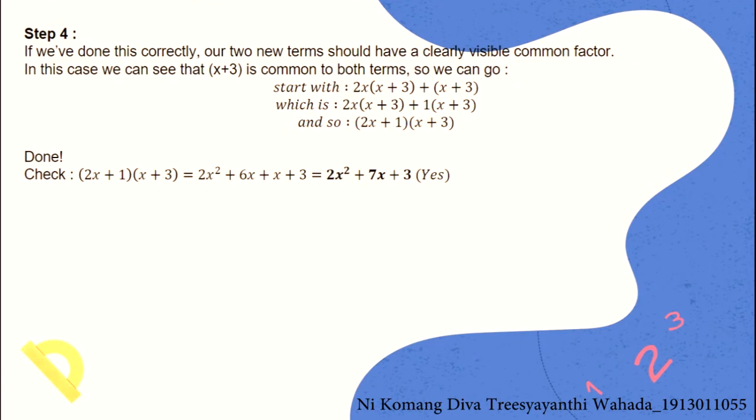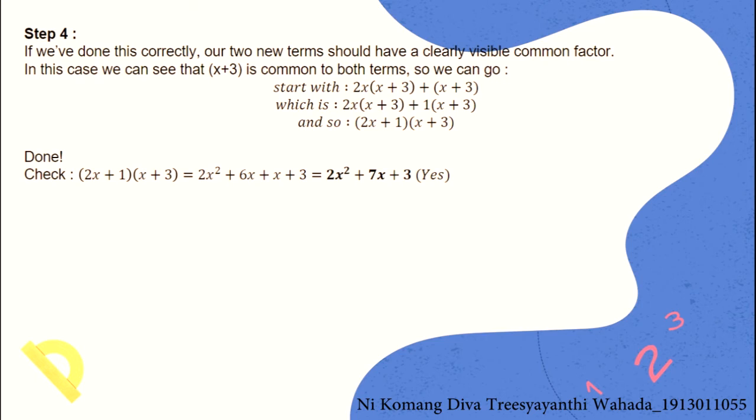Next, step 4. If we have done this correctly, our two new terms should have a clearly visible common factor. In this case, we can see that x plus 3 is common to both terms, so we can go from 2x multiplied by x plus 3 plus x plus 3, which is 2x multiplied by x plus 3 plus 1 multiplied by x plus 3, and so 2x plus 1 multiplied by x plus 3.